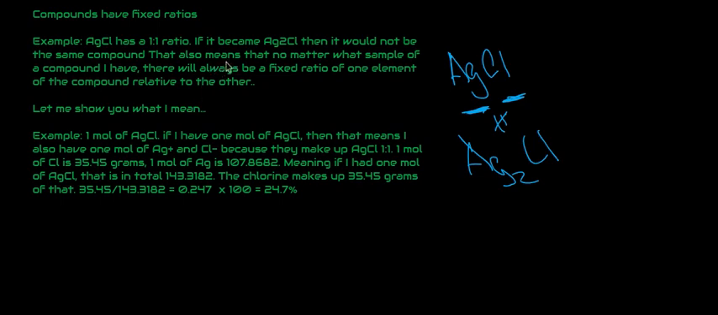Right, okay. So that always means that no matter what sample of a compound I have, there will always be a fixed ratio of one element of the compound relative to the other. So say I have a practice problem: Sally did an elemental composition test, and she detected 1 mole of silver. How many moles should there be of Cl? It should say 1, okay?